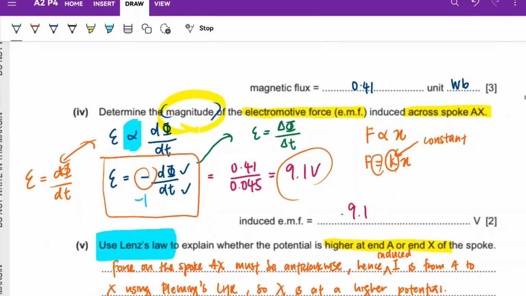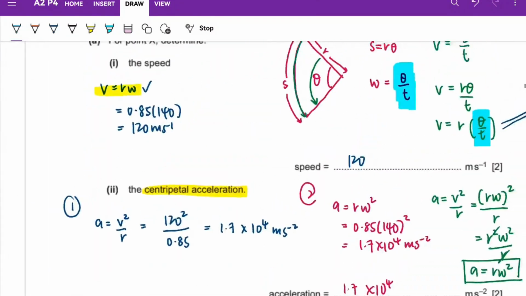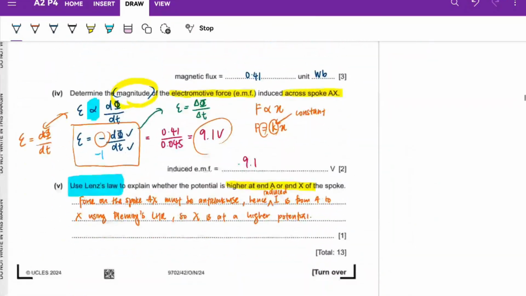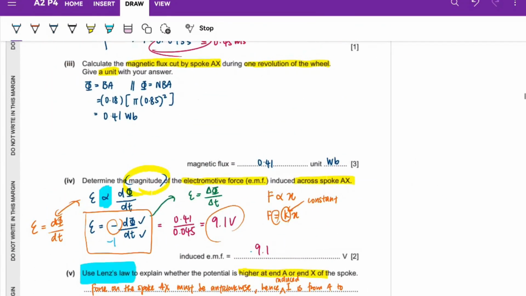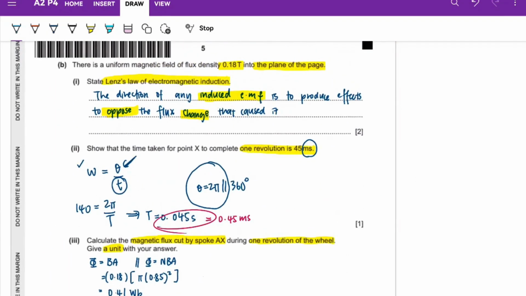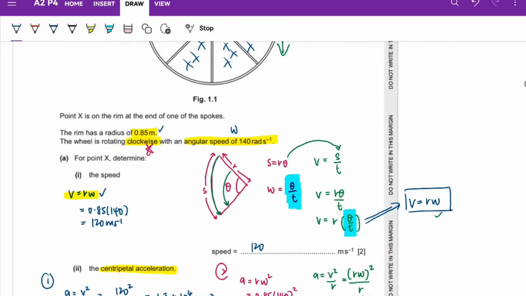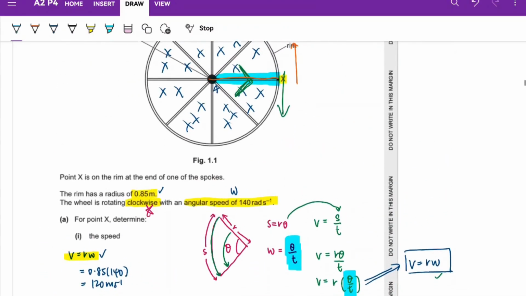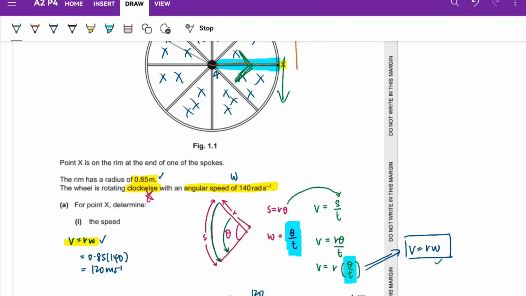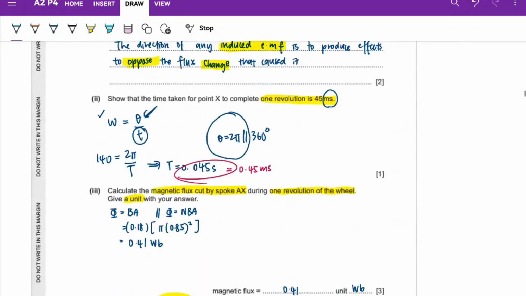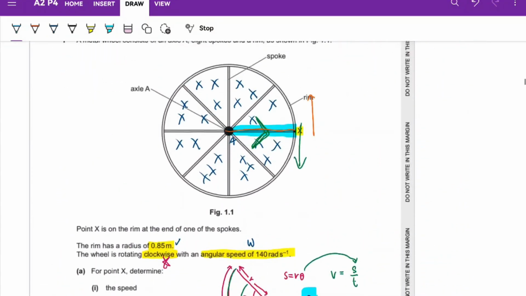So that's about it for this question. I hope you learned something new today. I hope you learned a new way of approaching questions, and I hope you understand better now. So continue practicing, continue doing a lot of questions. I think by then you will be able to solve electromagnetism and circular motion questions with ease.